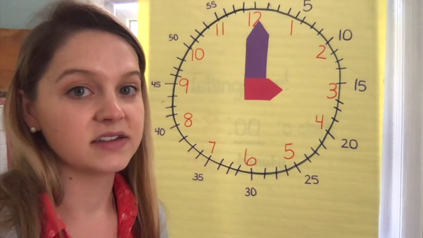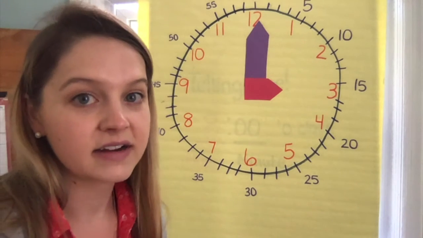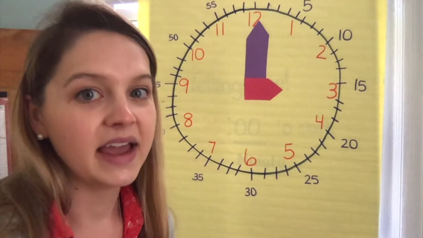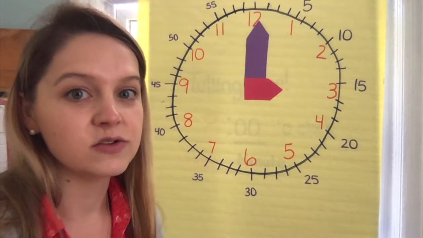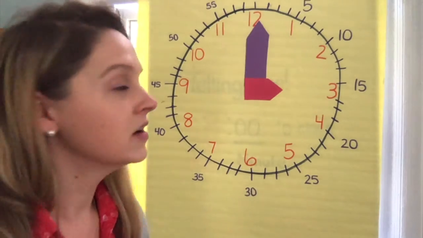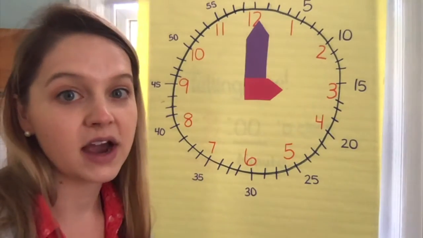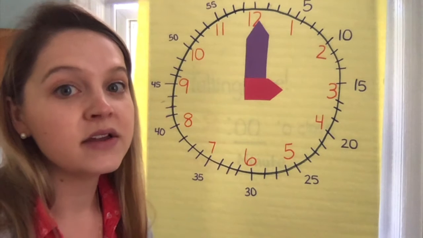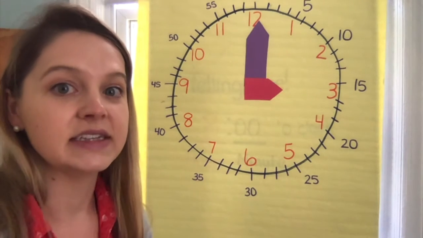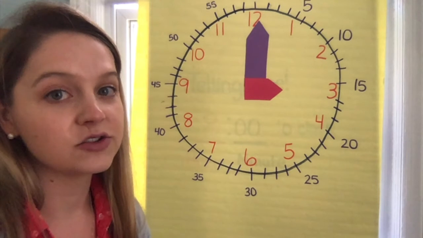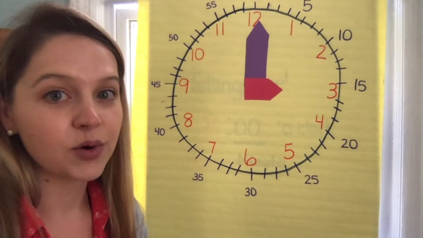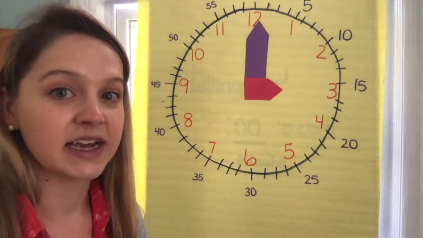This type of clock is called an analog clock. Can you say that with me? Analog clock. This is the type of clock that we usually see hanging on a wall. Both KA and KB have one of these in our classroom. You might even have a watch that has an analog clock on it. Analog clocks are a little bit trickier to read, but it's important that we practice learning how to tell time.